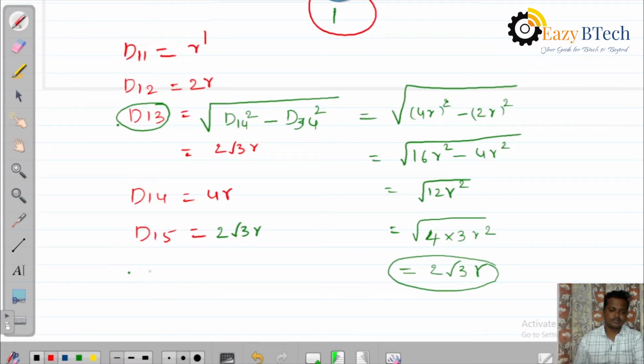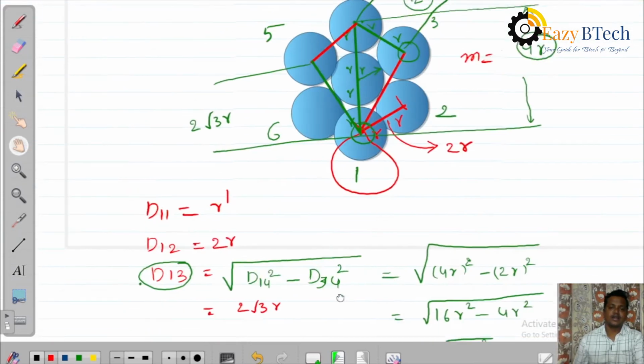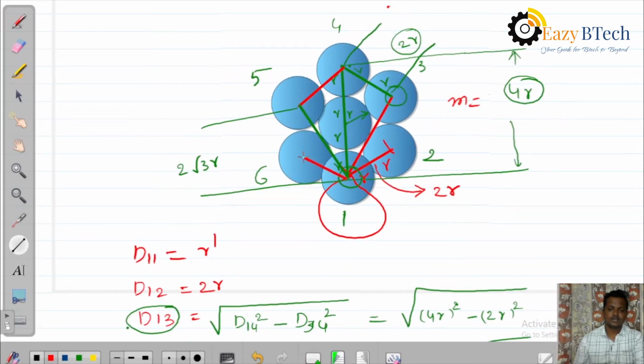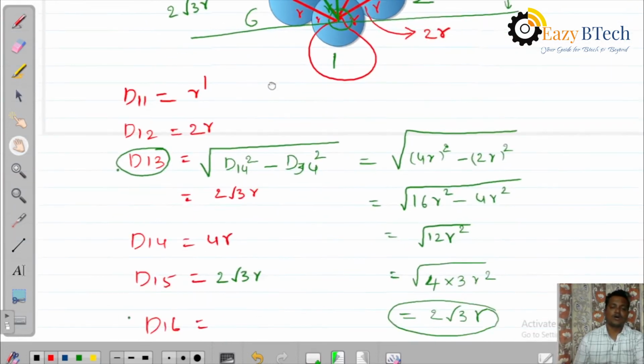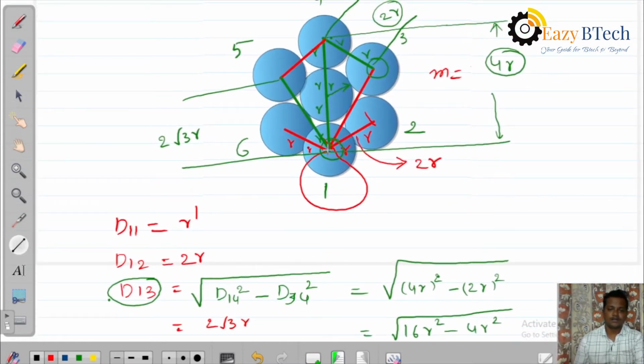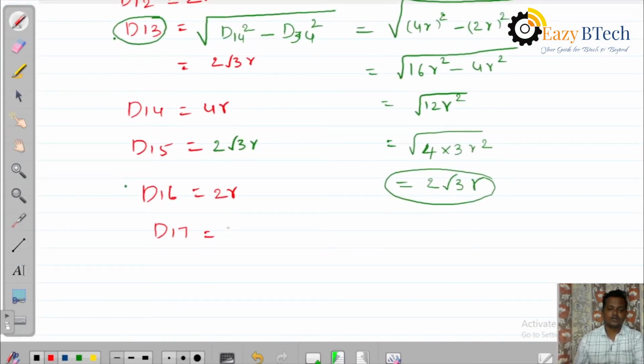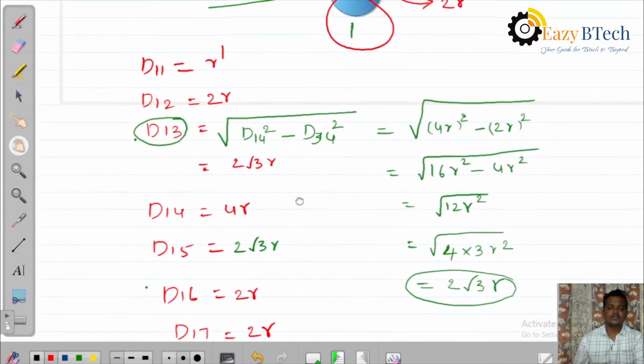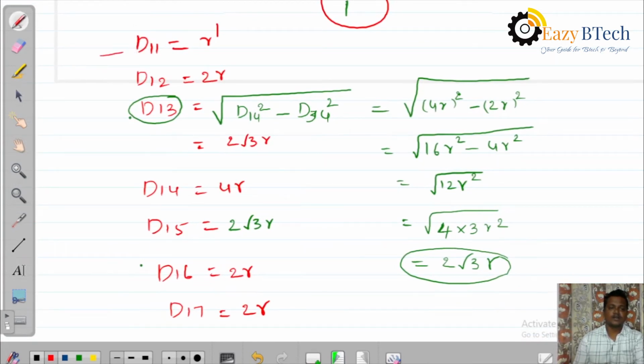Next, D16, how much is D16 from the diagram? D16 is, here it is r, here it is r. Therefore, D16 is 2r. Next, the last distance, D17. How much? D17 is also from conductor 1 to this 7th conductor. Here it is r, here it is also r. It becomes 2r. D17 is also from the diagram 2r. Now we have all the distances from D11 to D17.